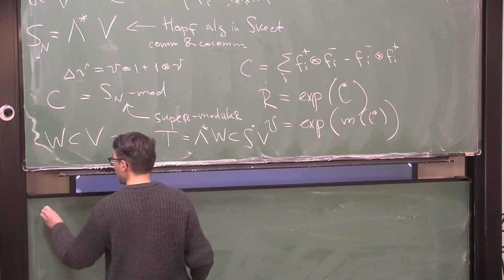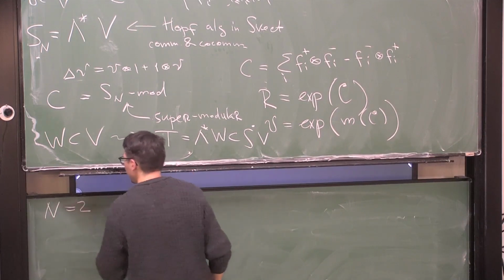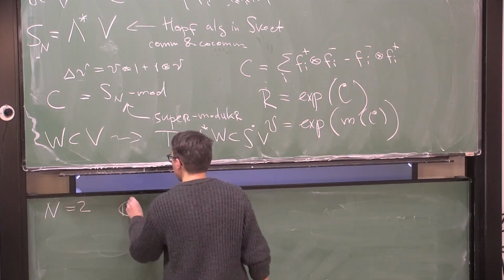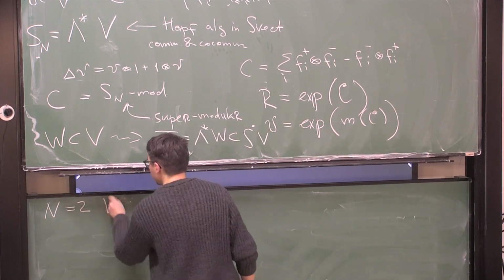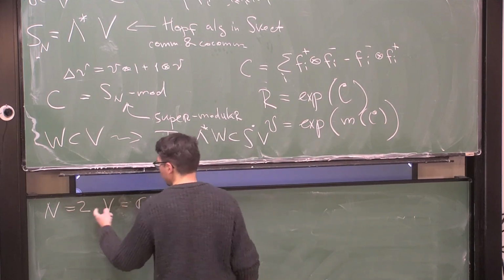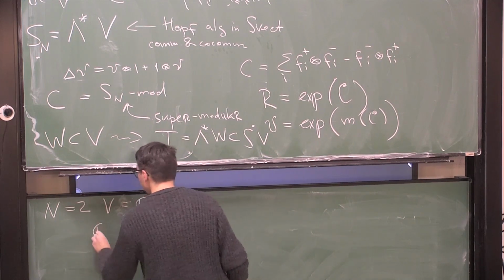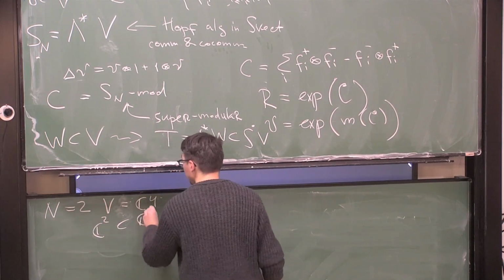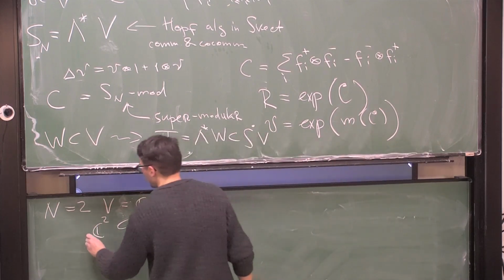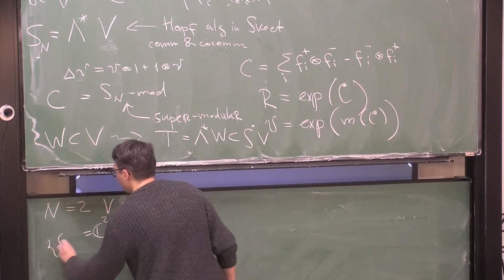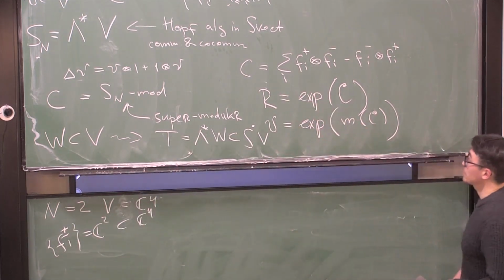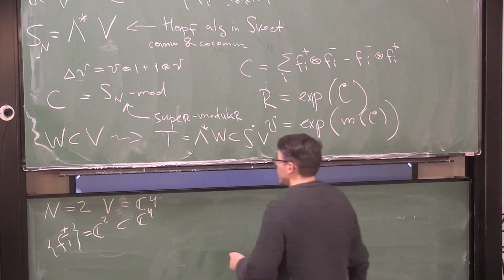Let me give you an example when n is 2, which means that V is 4-dimensional. And I consider a subspace W of dimension 2. So I consider C squared inside C^4. So I choose here a basis, for example, f_1 plus minus, just the first half of the basis elements in V.